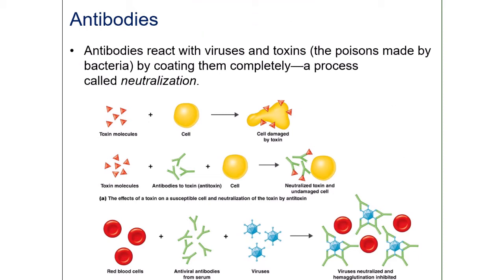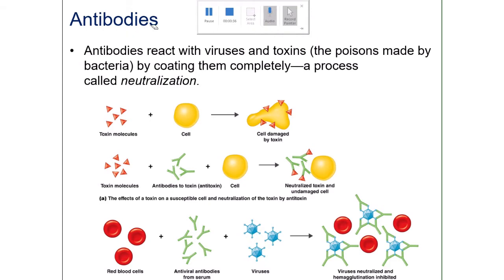Antibodies react with viruses and toxins. Toxins are basically poisons made by bacteria. Sometimes it's not the bacteria themselves that cause you to become sick, but it's the toxins that they produce that make you sick. So, for example, in botulism, you can cook your food 100%, but the heat will not destroy the toxin, and if you consume the food, you will still get food poisoning, right?